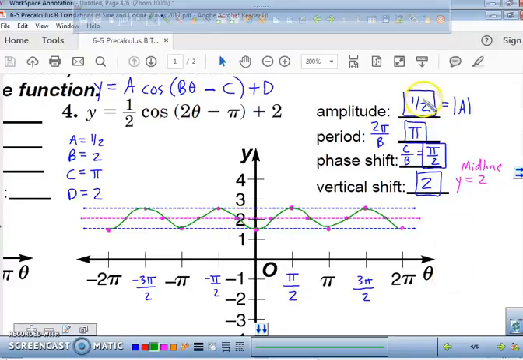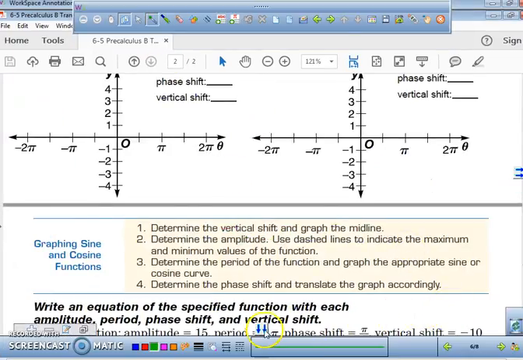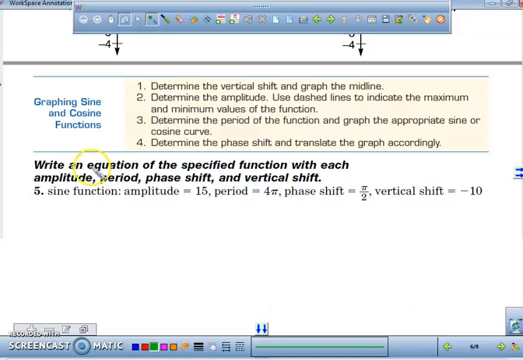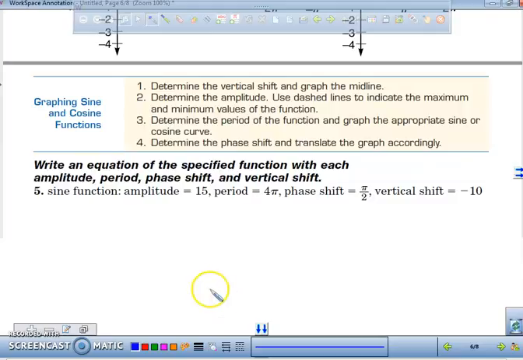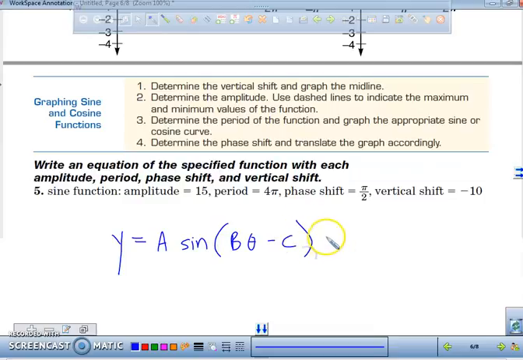I wanted a graph, and I wanted the amplitude, the period, the phase shift, and the vertical shift. All right, so we'll look at number 5 so you can see how to do that problem right here. It says, write an equation of the specified function with each amplitude, period, phase shift, and vertical shift. And we're trying to do a sine function. Okay, so we'll put this one in your journal. I want you guys to write y equals a sine, open parentheses, b theta minus c, close parentheses, plus d.